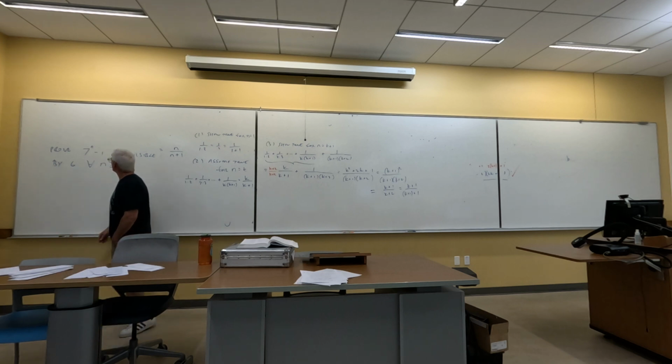Okay, let's put in n equals 1. 7 minus 1 is 6. Oh, okay. How about n is 2? 49 minus 1 is 48. Oh, n is 3. 343 minus 1 is 342. That's divisible by 6.